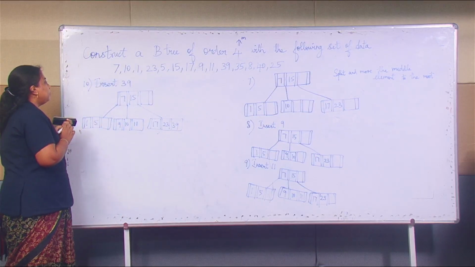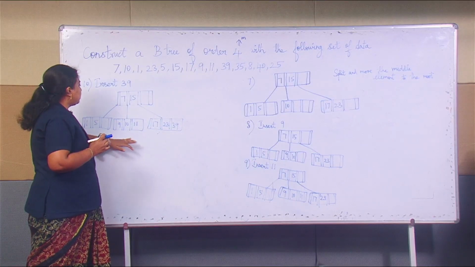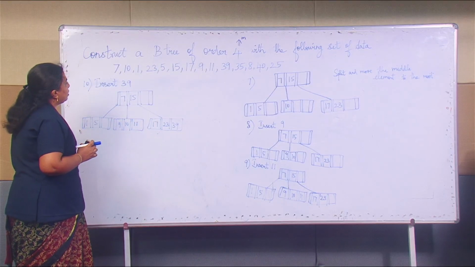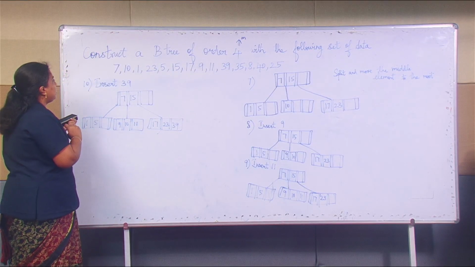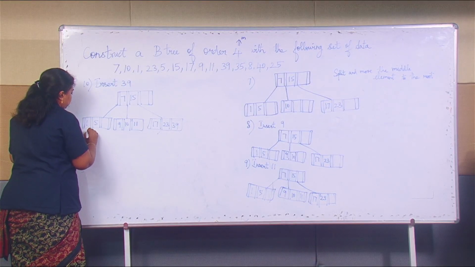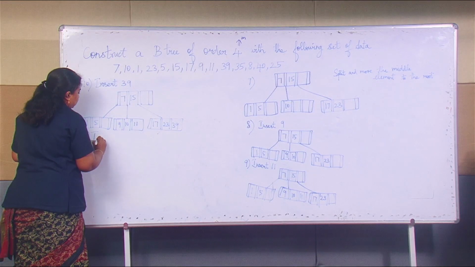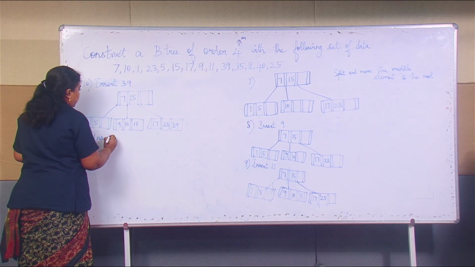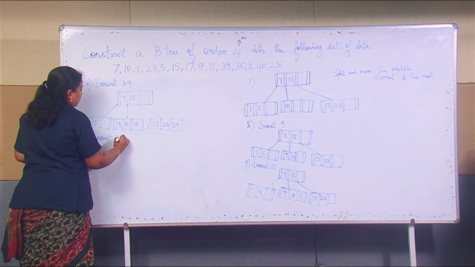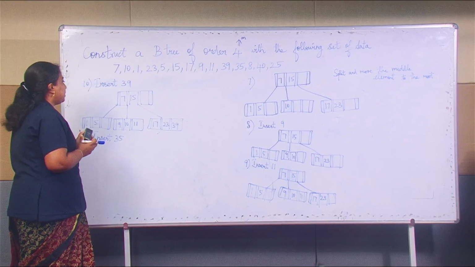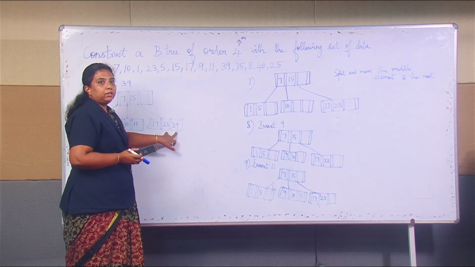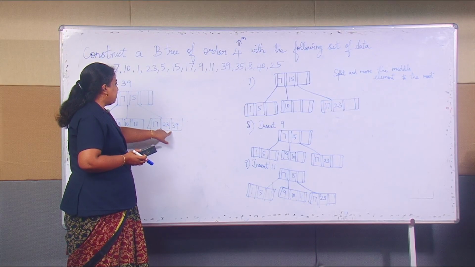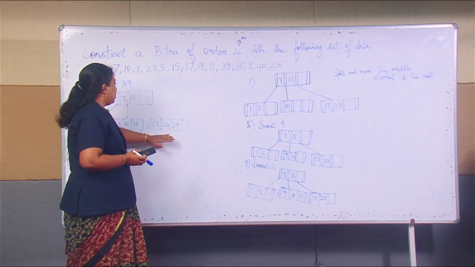So now again make sure all the values are on the same level. The leaf node should be on the same level. So the 11th step will be insert 35. Insert after 39 it's 35. So 35 should be inserted between 23 and 39 since it has to be in sorted order, but 35 cannot be inserted here because the maximum element can be 3.